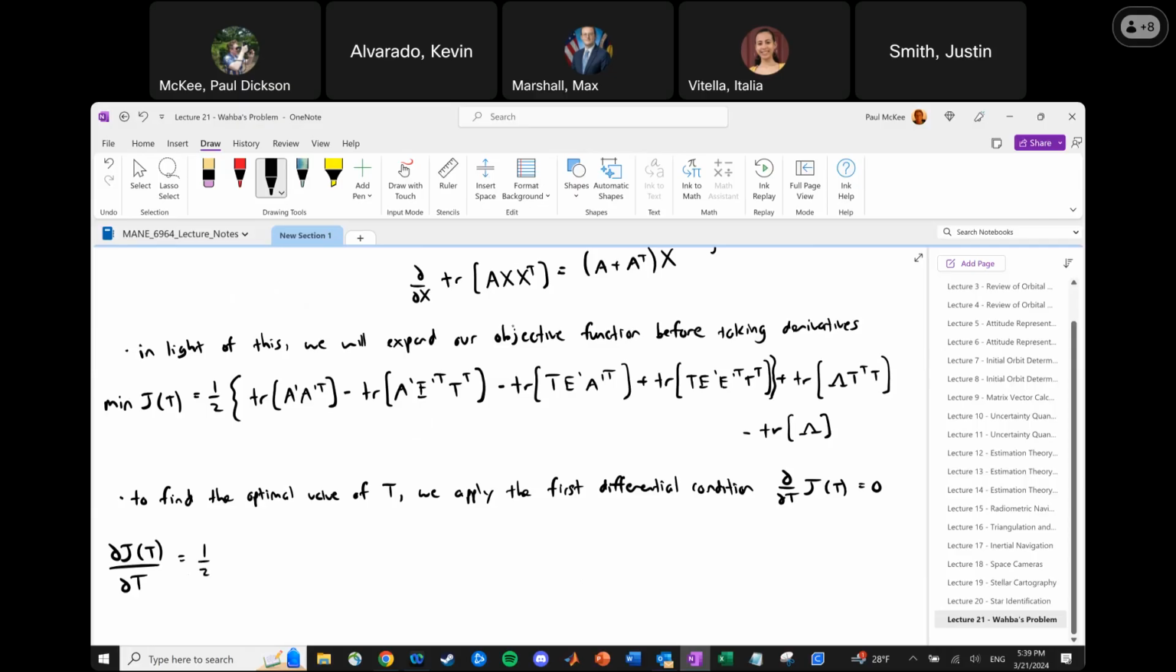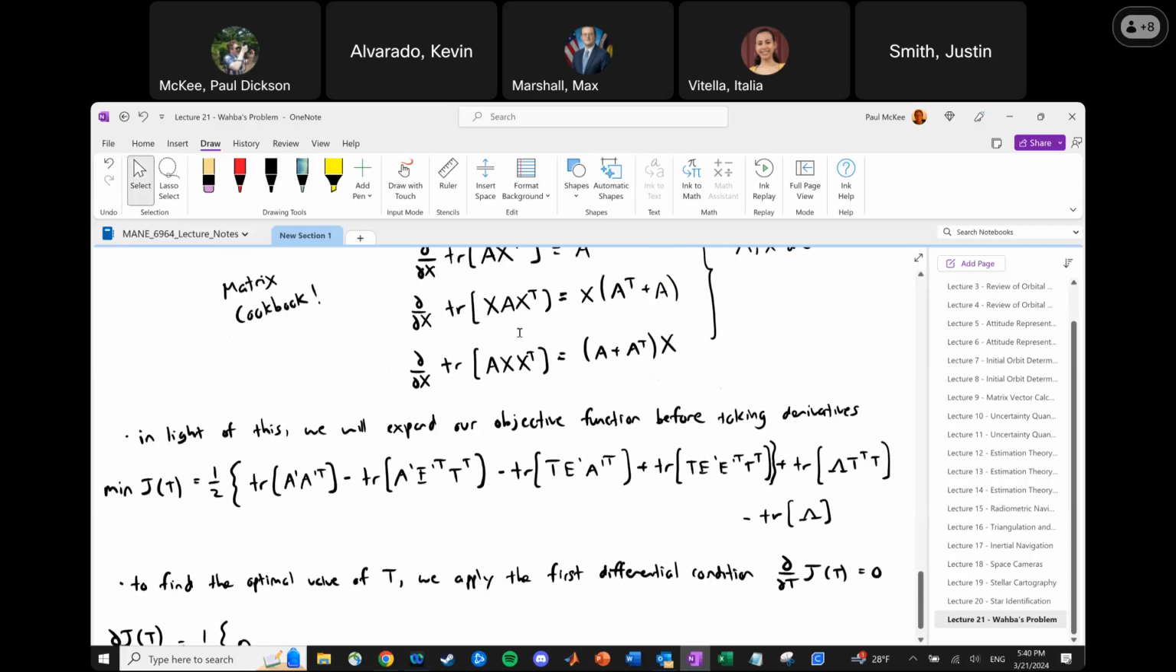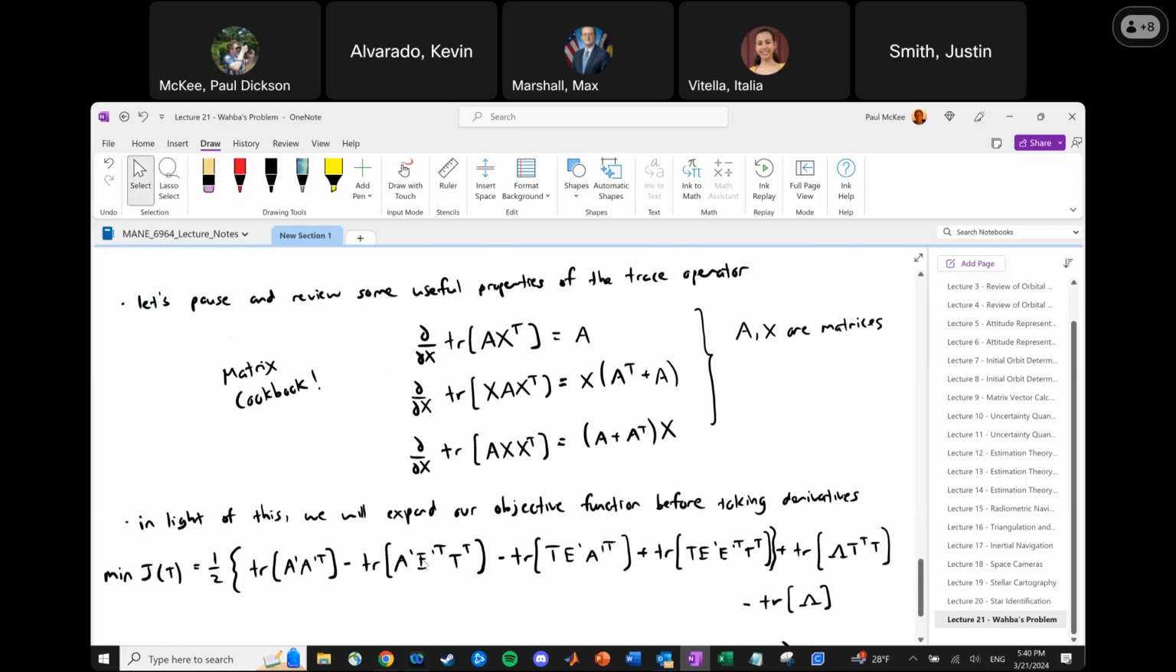So this is going to be 1/2. What's the derivative of the trace of A prime transpose with respect to t? Well, the derivative of anything that is not a function of t with respect to t is 0. So easy money. Now, what about the derivative of the trace of A prime E prime transpose T transpose? We can think of A prime times E prime transpose as some matrix, a matrix times a matrix, but all of that is just some stuff that isn't T multiplying T transpose. So I'm going to invoke this first identity here.